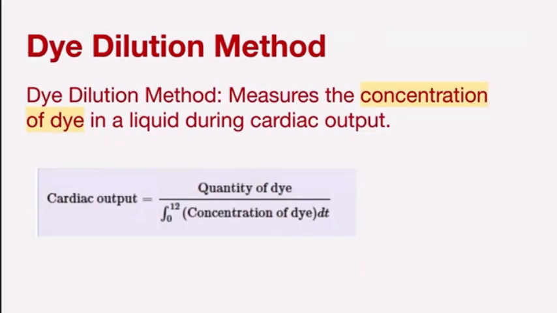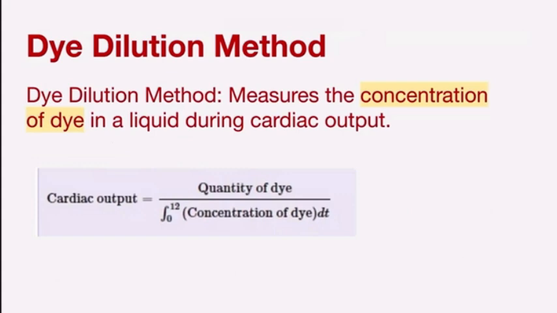So how do we measure cardiac output? We can measure cardiac output through one method, which is the dye dilution method, which measures the concentration of dye in a liquid during cardiac output. So what this basically does is that the concentration of the dye is supposed to mimic the oxygen content in the blood. So whenever we put in a liquid with a concentration of dye, on the other side of the heart comes out a liquid with another concentration of dye. So that's supposed to represent the change in oxygen as it enters the heart and as it leaves the heart.